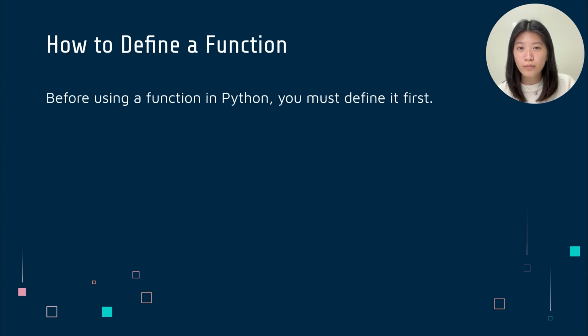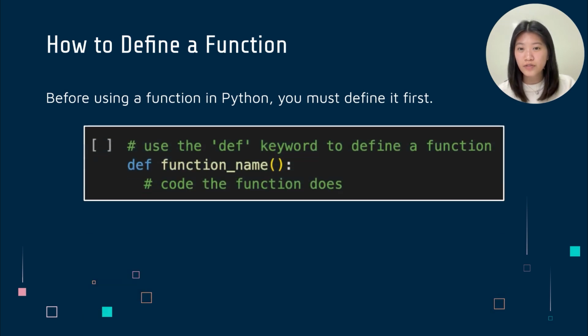Before using a function in Python, you have to define it first so you know what code to run when you call that function. This is the syntax for doing so. First we use the keyword def, then our function name, and then the parentheses. Inside the parentheses, you can have any number of arguments you want, and then the colon sign. The indented code below that is the code that the function does.